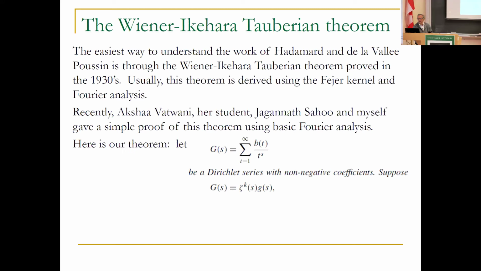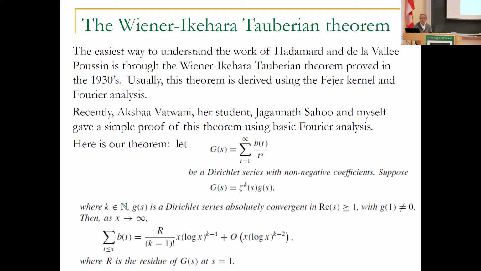I kind of gave a simpler version of the whole mess with my former student Akshaa Vatwani and her student Jagannath Sahu. And the theorem is the following. If you have a Dirichlet series, G of s, summation b of n over n to the s, and if you can factor out a Riemann zeta function, the kth power of the zeta function, and the other factor that remains is a Dirichlet series which is absolutely convergent for real s bigger than or equal to 1, then immediately you can write down an asymptotic formula for the sum of b of n, n less than x, in terms of this knowledge. It's a very useful thing to have.